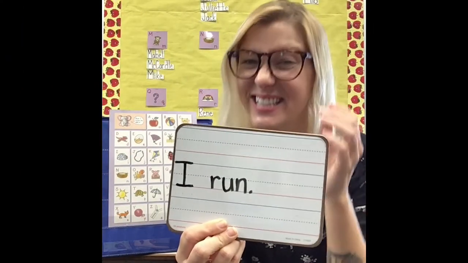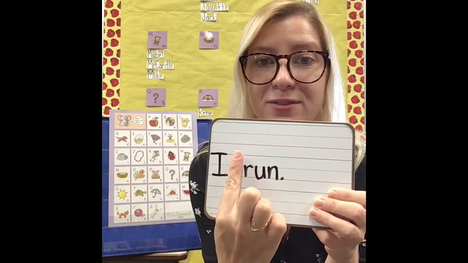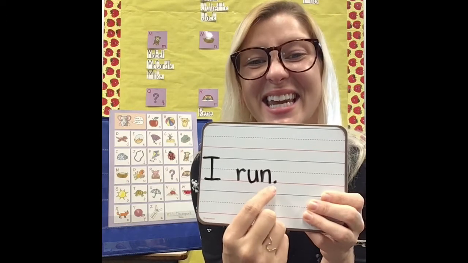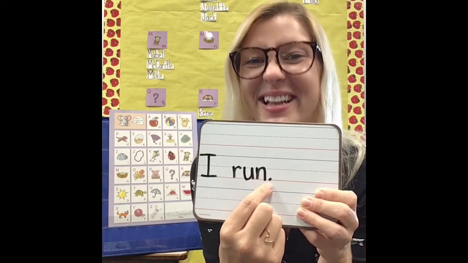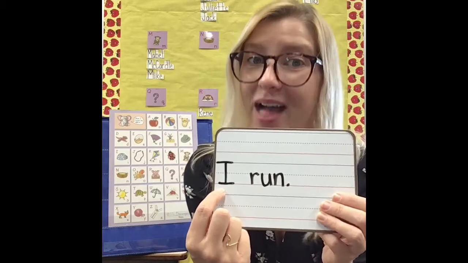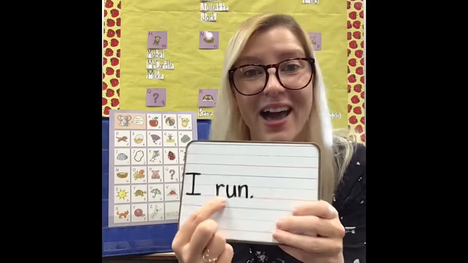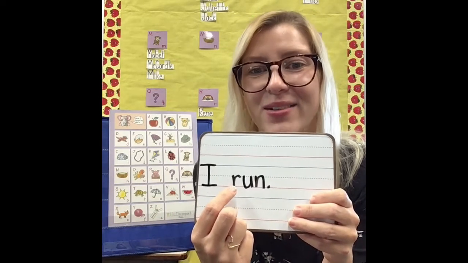I can tell it's a sentence because it starts with an uppercase letter, it has more than one word, it has finger spaces, and it ends with punctuation like a period. This sentence says, I know that word because it's a sight word. This word is not a sight word, so we need to sound it out to figure it out.